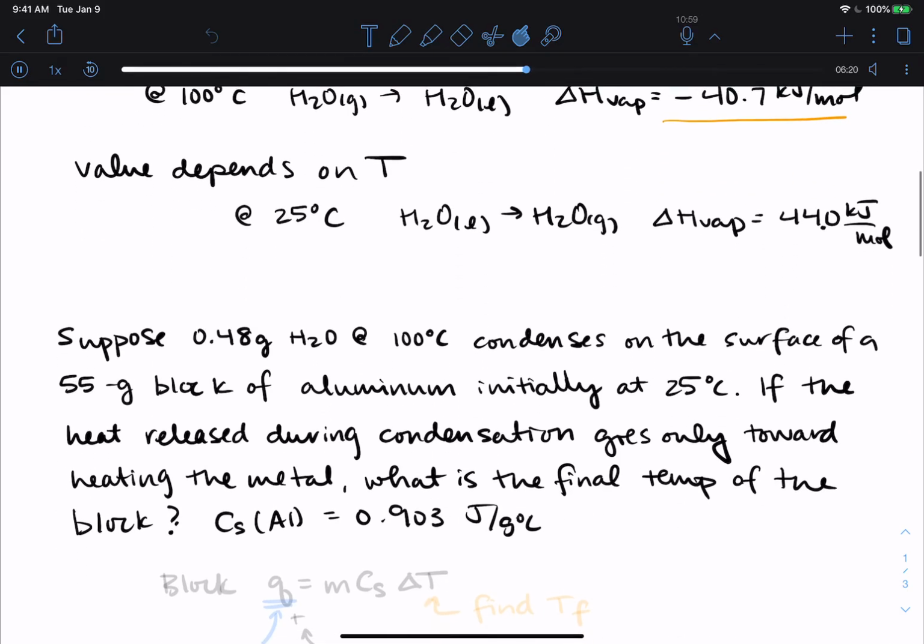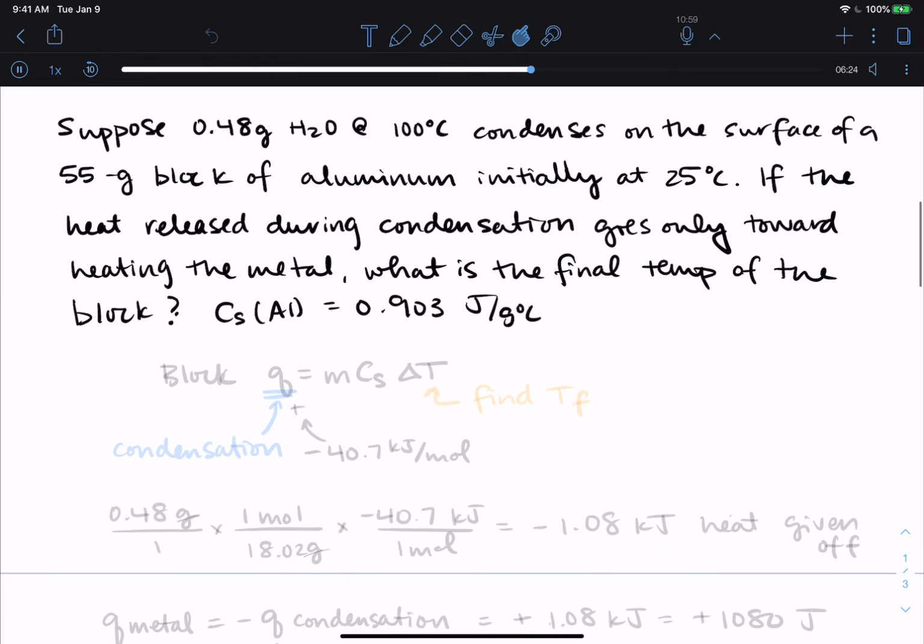So this problem says, suppose 0.48 grams of water at 100 degrees C condenses on the surface of a 55 gram block of aluminum, initially at 25 degrees Celsius. If the heat released during condensation goes only toward heating the metal, what is the final temperature of the block? So we have some block that's going to absorb all of this heat that's given off by condensation. And we know how to calculate a temperature change with heat absorption, right? We have a specific heat capacity. So my metal block, whatever amount of heat it absorbs, if I know the mass, if I know the specific heat capacity, and I'm going to be looking for the final temperature, but that's built into my delta T. Right, the thing that I'm solving for, label that, trying to find T final within my delta T.